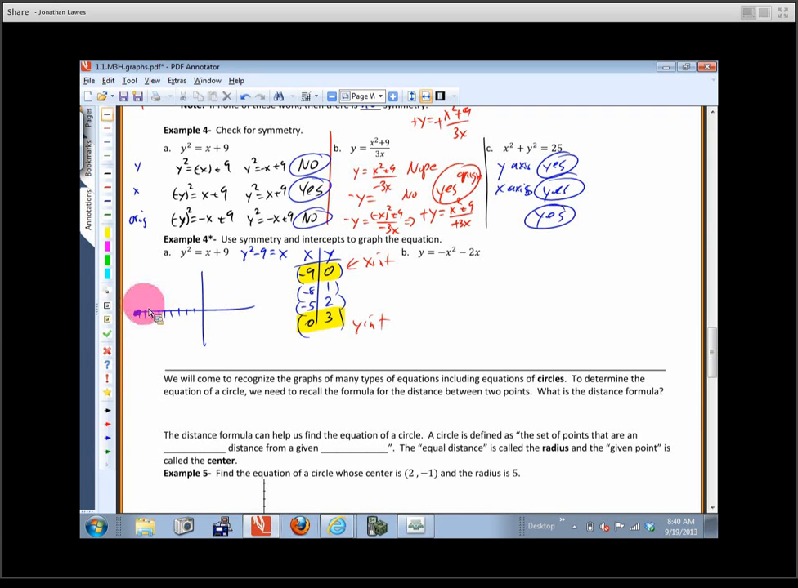-8, 1. -5, 2. 0, 3. And we could label each one of those. And if we know what the top looks like and we know that it's symmetric with the x-axis, then we know what the bottom looks like. The bottom's got to look like this also.